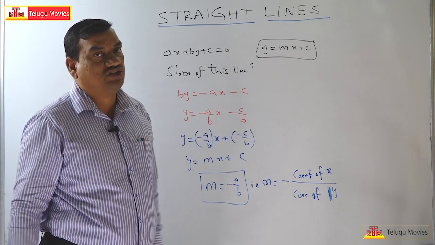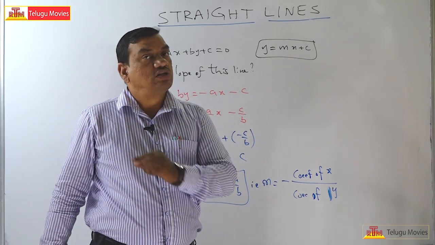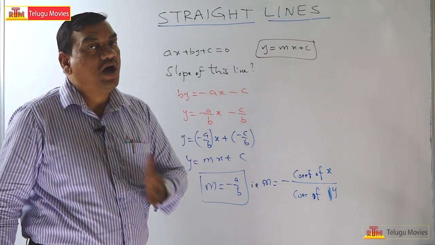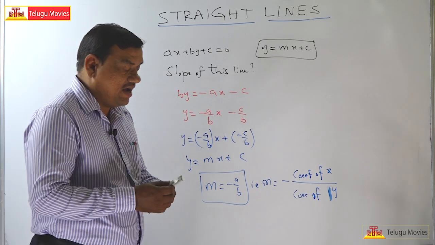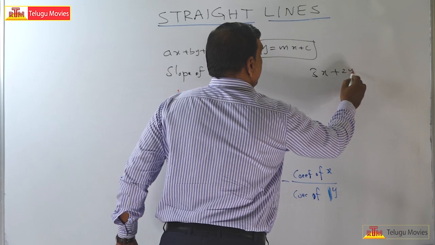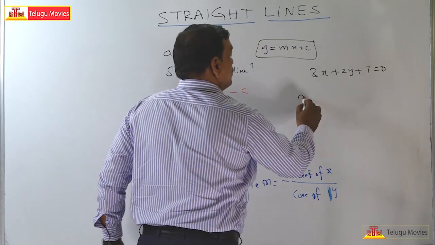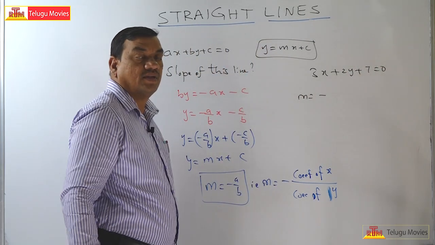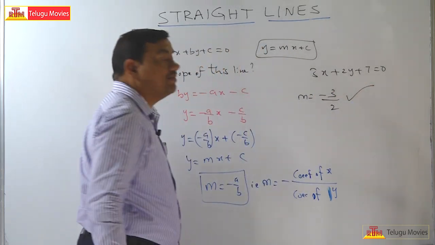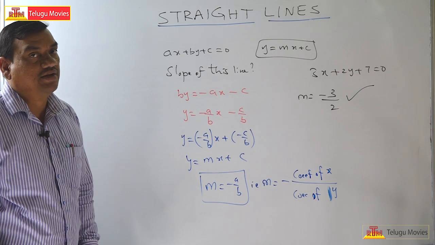Whatever may be the line equation given, if we want to find out the slope of the line, it is minus coefficient of x upon coefficient of y. For example, one line equation is given, for example, 3x plus 2y plus 7 is equal to 0. What is the slope of the line? Minus x coefficient is 3, y coefficient is 2. So, minus 3 by 2 is the slope of that line.